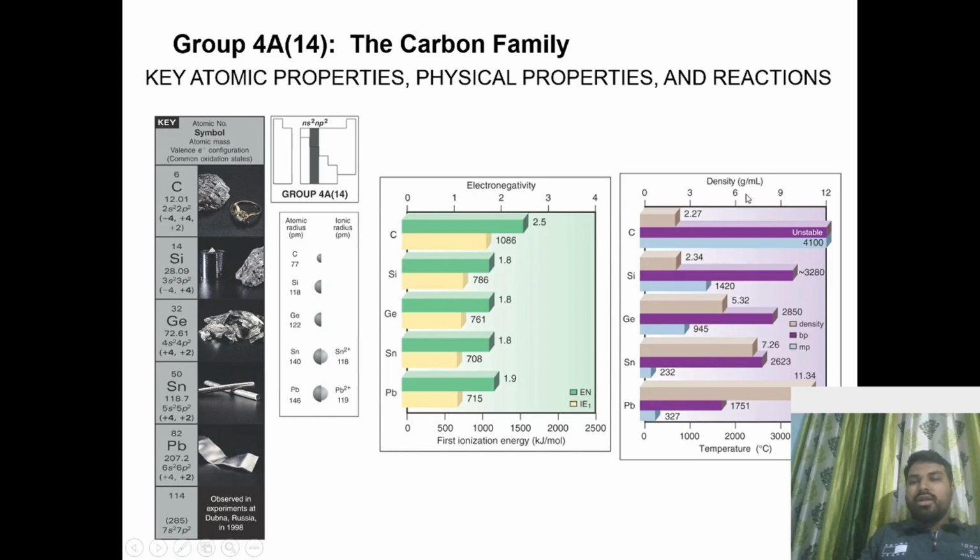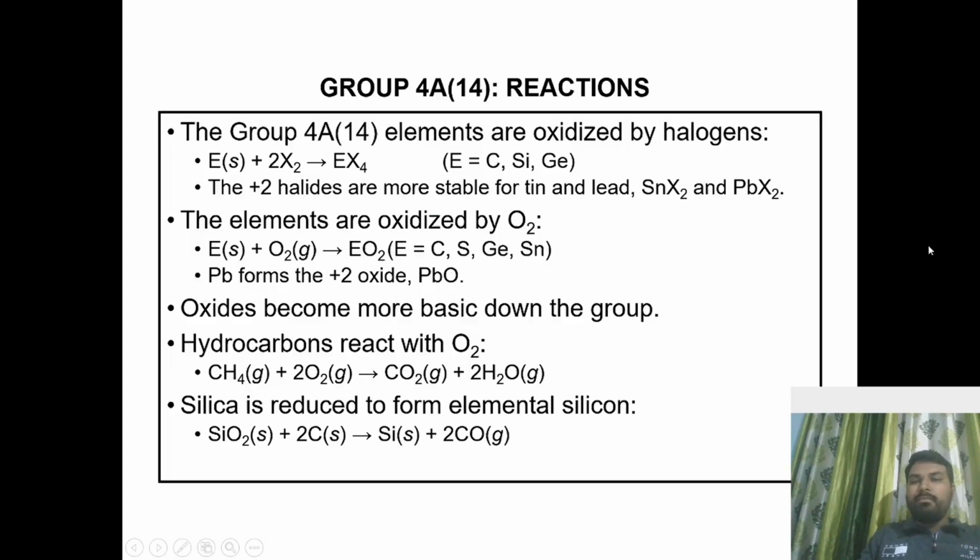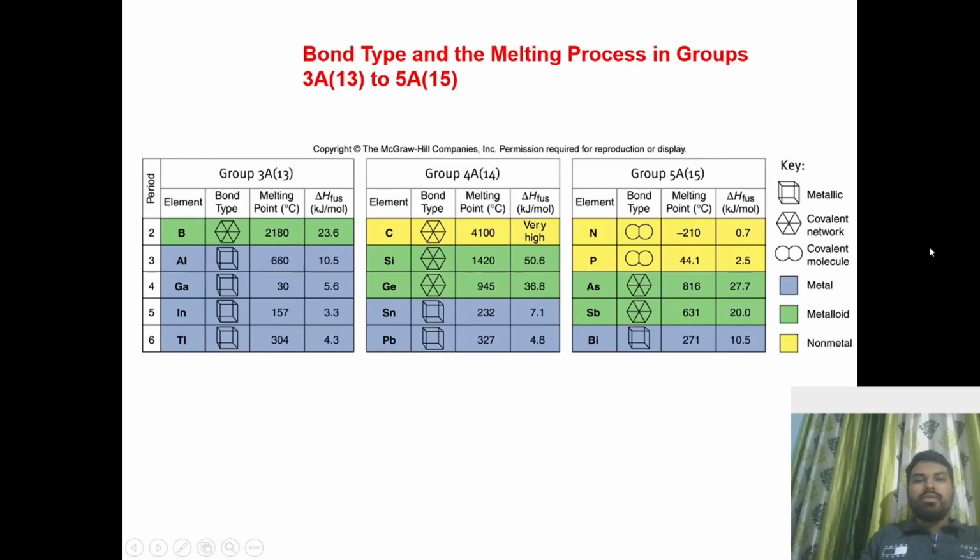These are the electronegativities and density of that group. Now these are the reactions of that group. The group 14 elements are oxidized by halogens, and the elements are oxidized by O2. Oxides become more basic down the group. Hydrogen reacts with O2. Silica is reduced to form elemental silicon.